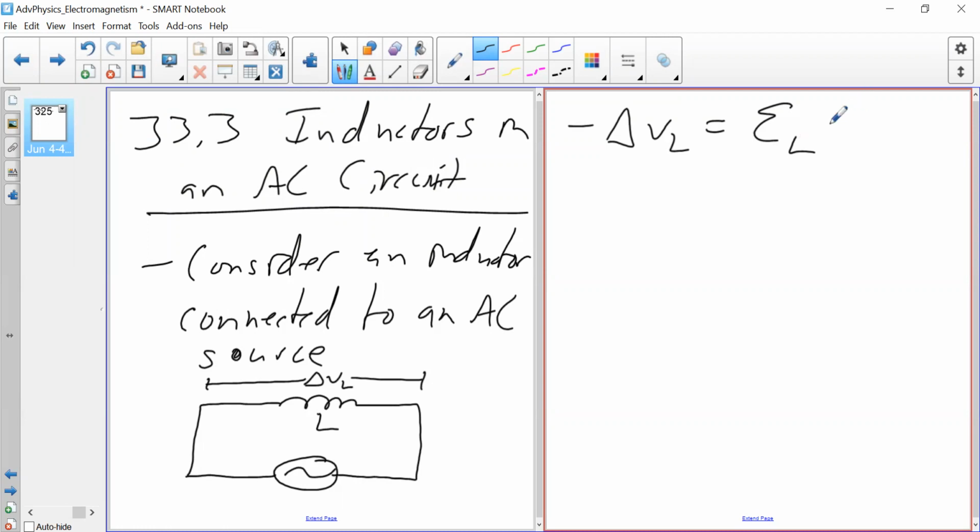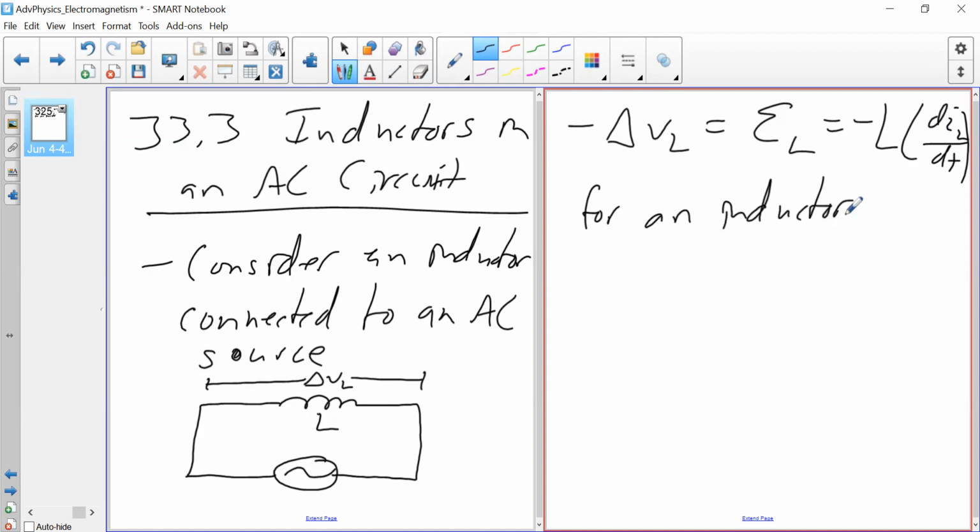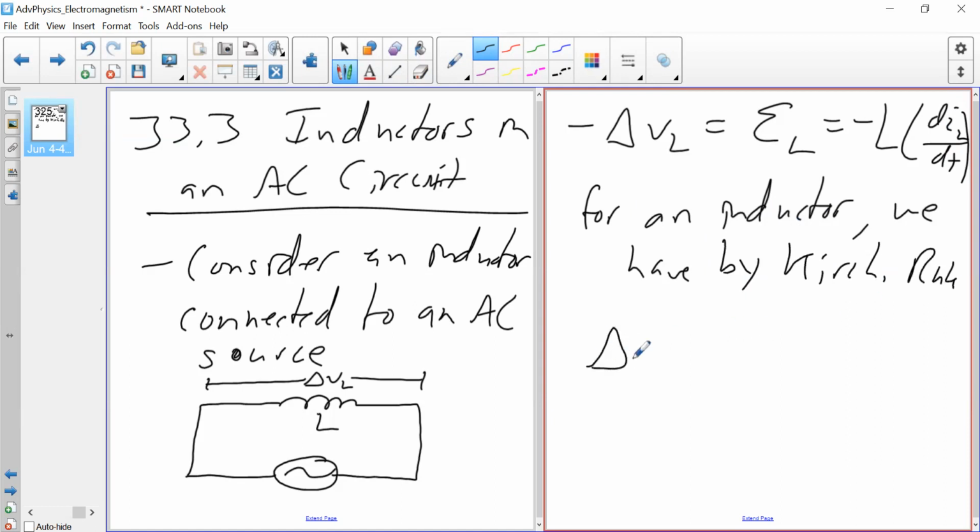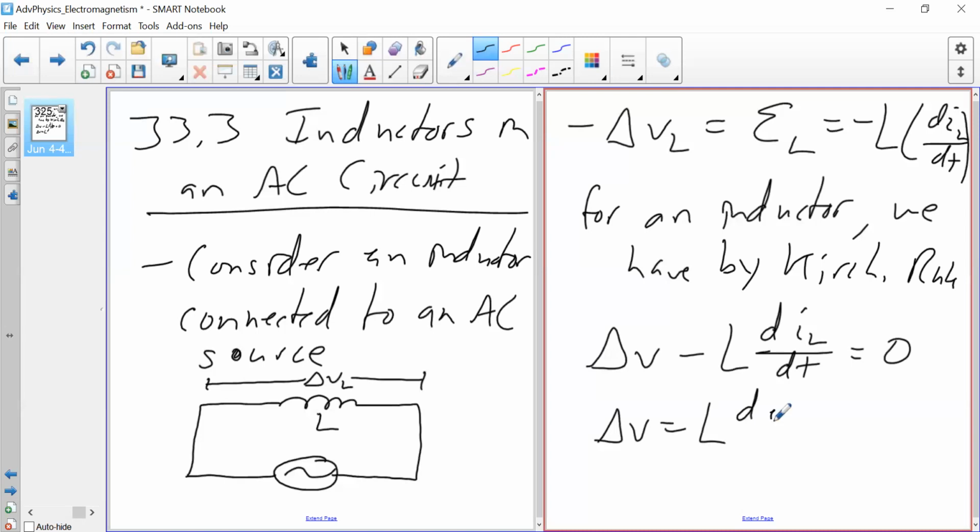So we know across the inductor, we've derived this already. It's equal to negative L dI_L over dt, which we saw back in the other chapter, for an inductor. Yeah, we got all that. So we have Kirchhoff's rules: the voltage source, and then the voltage drop across the inductor equals 0. We also know that delta V is equal to L dI_L over dt, set them equal, which is equal to delta V max sine omega t, which we saw before.